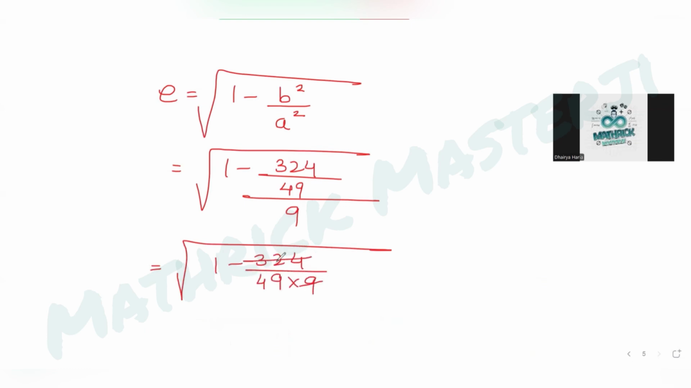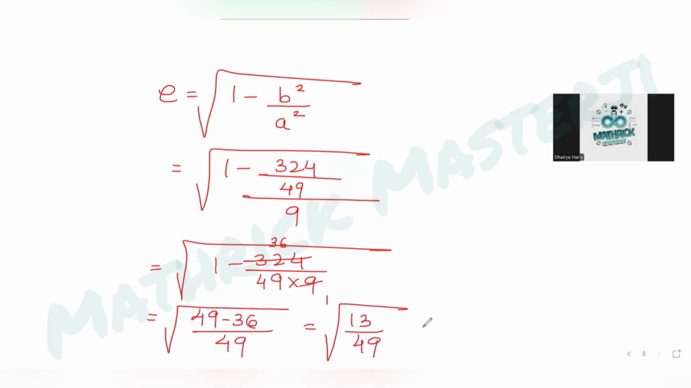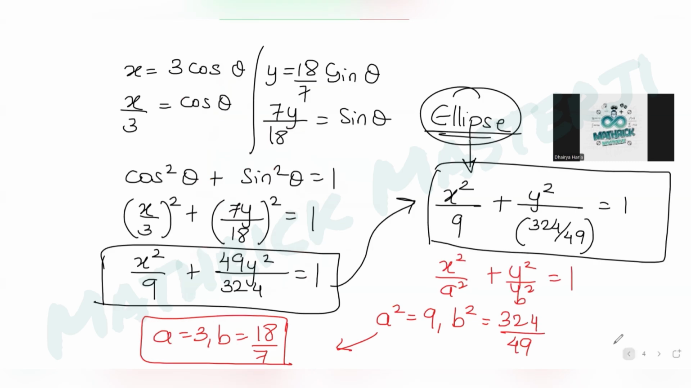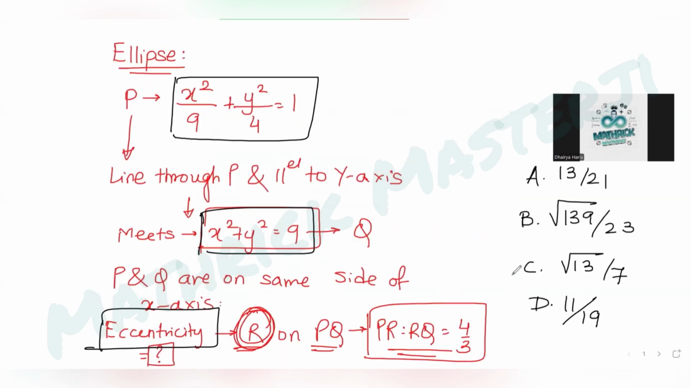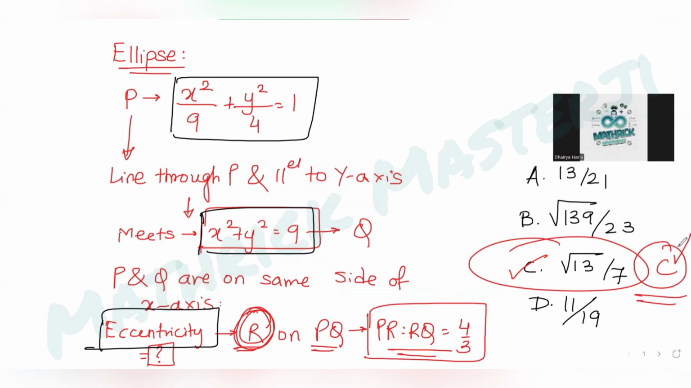So from here, I get 1 minus 324 divided by 49 into 9. So 9 and 324, if I try to cancel out, 9 ones, 9 threes is 27, 54, which is 6. So I get from here 1 minus 36 over 49. So I get 49 minus 36 over 49. So you get square root of 13 over 49, and this gives me square root of 13 over 7. Right, so we get the answer for the question, square root of 13 over 7, and that matches with answer choice C. So C becomes the correct answer for the question that is given to us here.